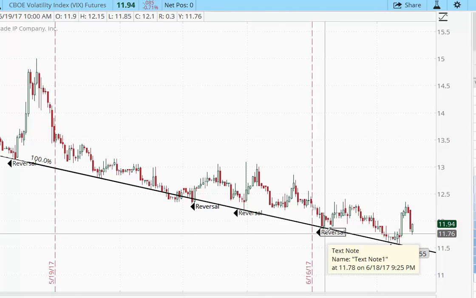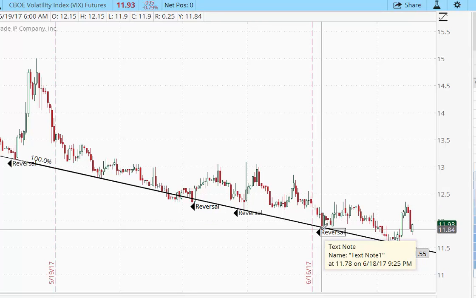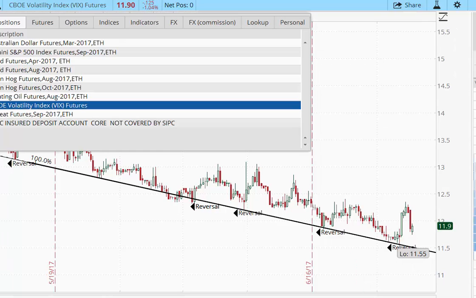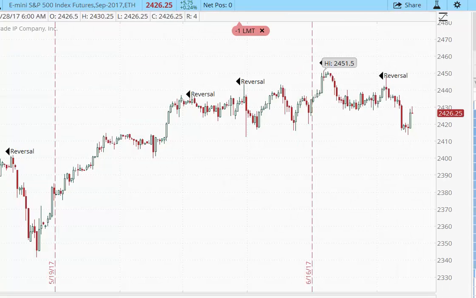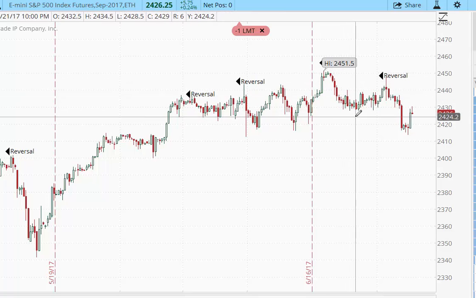So here's 6/19. See how prices kind of wiggled down and finally made it down to the reversal line over here. And so here we are, 6/19 at 6 o'clock in the morning, and let's see what happens. There we are. Here's 6 o'clock. Well, here's 10. It goes a little bit higher. Boom. Here's your reversal. 1, 2, 3.